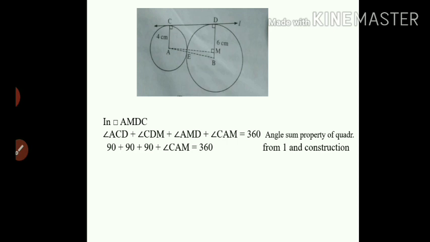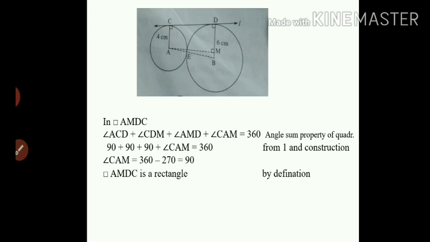I explain how we got 90. Angle C and angle D, both are 90 since tangent is perpendicular to the radius, and we did construction AM perpendicular to BD, means angle M will also be 90. So 90, 90, 90 will be 270. So angle A will be 360 minus 270, that is 90 degree. Now you can see all the four angles are 90 degree. That means quadrilateral AMDC is a rectangle by definition.